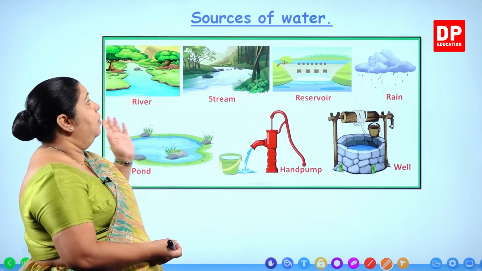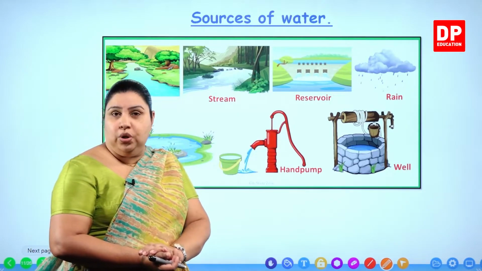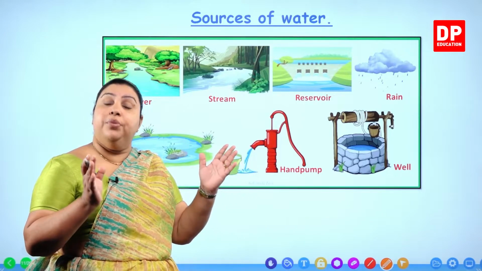These are some of the sources where we get water. So this is something that you have to remember.